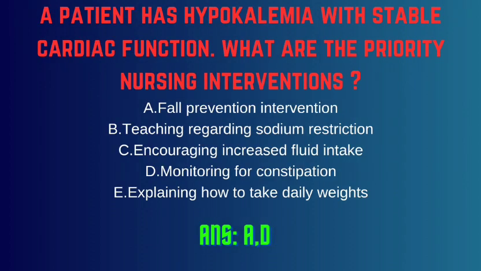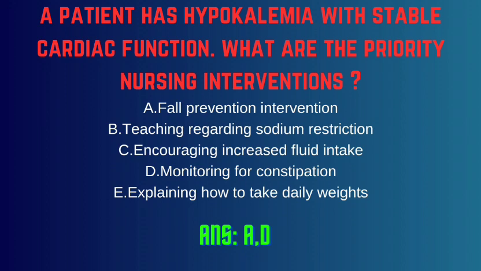Next question is, a patient has hypokalemia with stable cardiac function. What are the priority nursing interventions? Fall prevention intervention, teaching regarding sodium restriction, encouraging increased fluid intake, monitoring for constipation, explaining how to take daily weights. The answer is A, D.